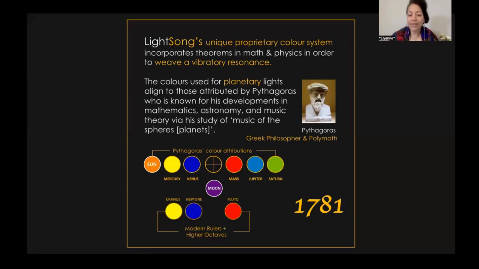I've got here that they are the modern rulers. So the sign of Aquarius was ruled by Saturn, and then Uranus became its modern ruler. The sign of Pisces was ruled by Jupiter, and Neptune became its modern ruler. The sign of Scorpio was ruled by Mars, and Pluto became its modern ruler.